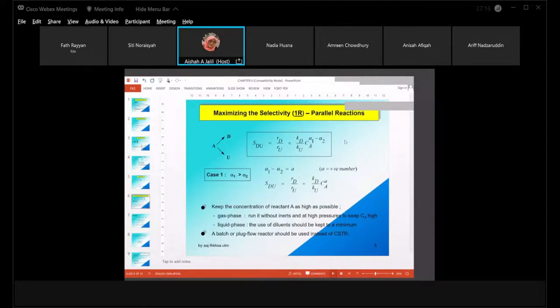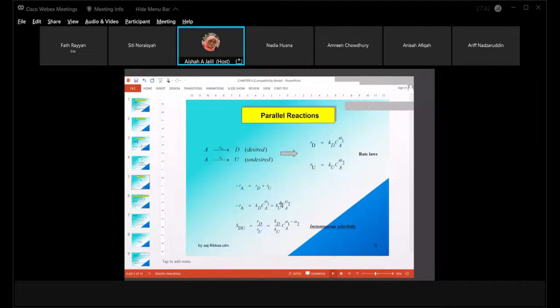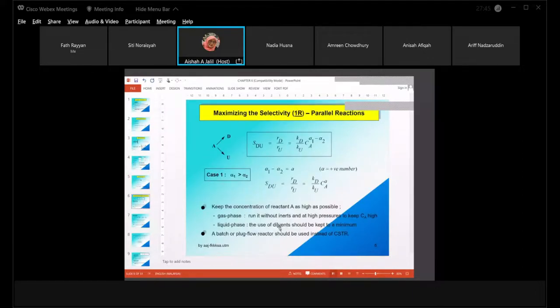Okay, how to maximize the selectivity for one reactant? For parallel reaction, we call this one reactant. Same as before, at the same time, A will produce D, the desired product, and also the undesired product. So we know now that SDU is equal to this one. There are 4 cases. How to maximize the selectivity for one reactant?